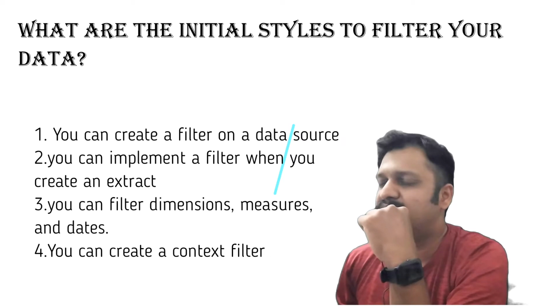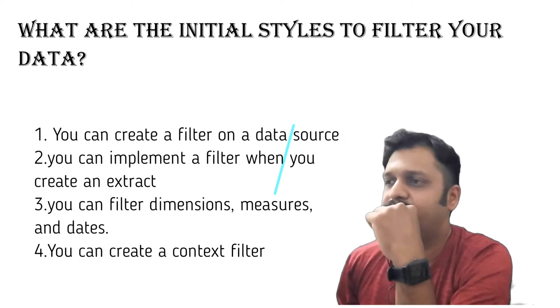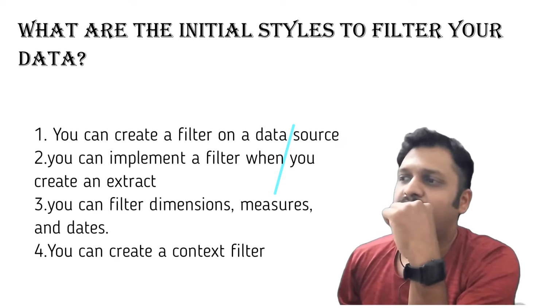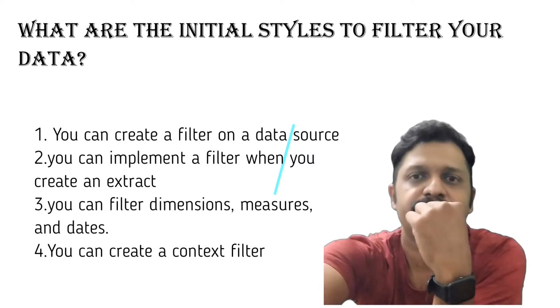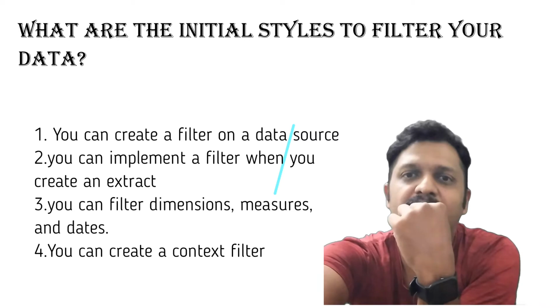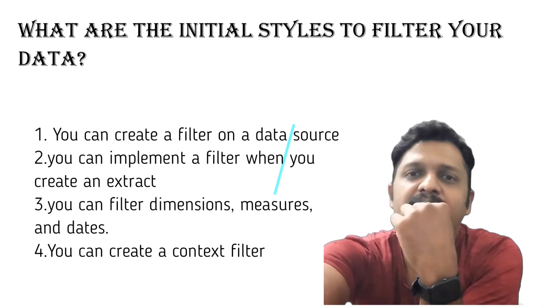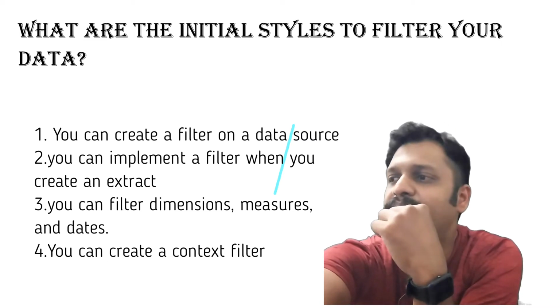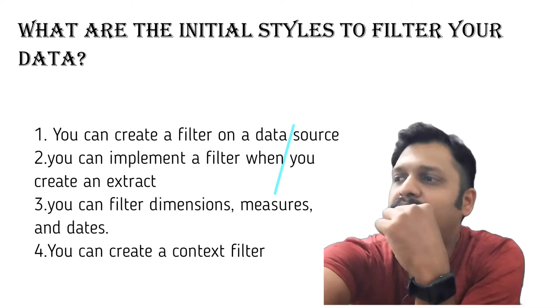What are the initial styles to filter your data? Again, there are 4 styles to filter your data. First one, you can create a filter on a data source, or you can implement a filter when you create an extract. Third one is you can create dimensions, measures and dates, and last one is you can create a context filter. In this way, there are 4 styles to filter your data.